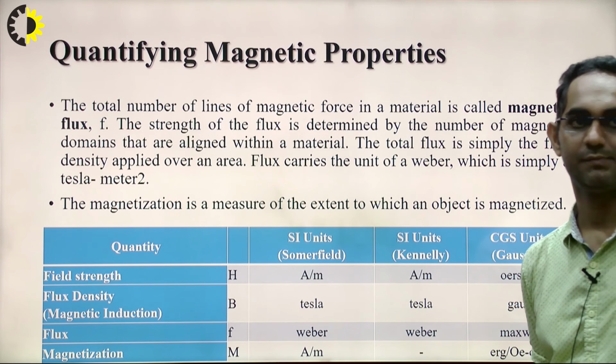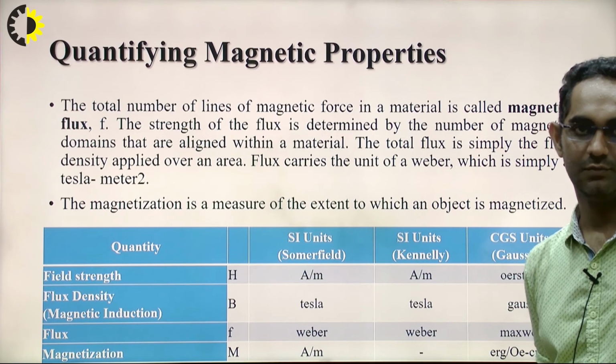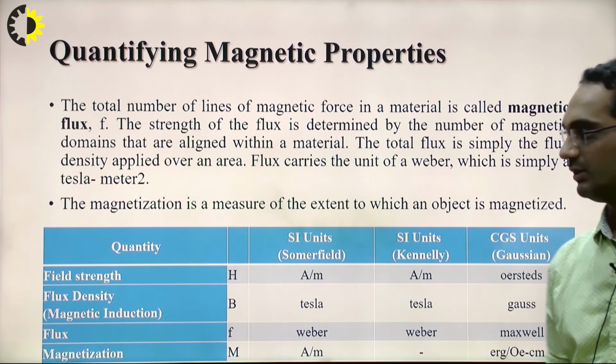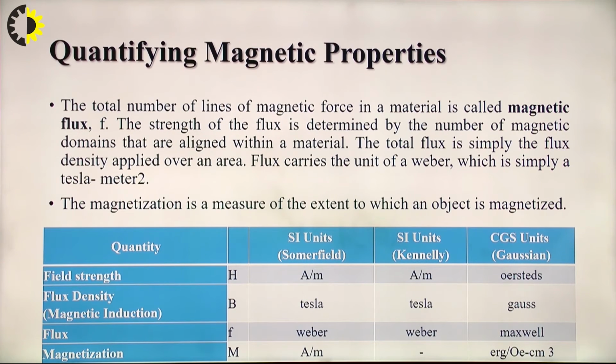The magnetization is a measure of the extent to which an object is magnetized.